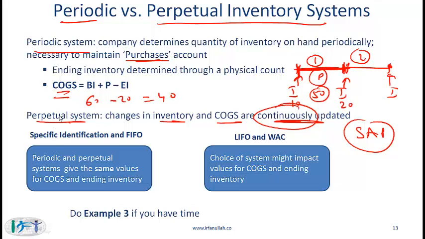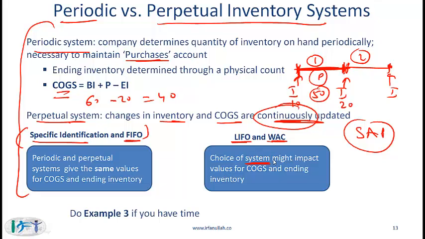Connecting periodic and perpetual systems with what we have discussed earlier. If a company uses specific identification or FIFO, then periodic and perpetual systems give the same values for COGS and ending inventory. On the other hand, if a company uses LIFO or weighted average cost, then the choice of system, i.e. periodic or perpetual, might impact values for COGS and ending inventory. From an exam perspective, simply knowing what you see over here should generally be enough.